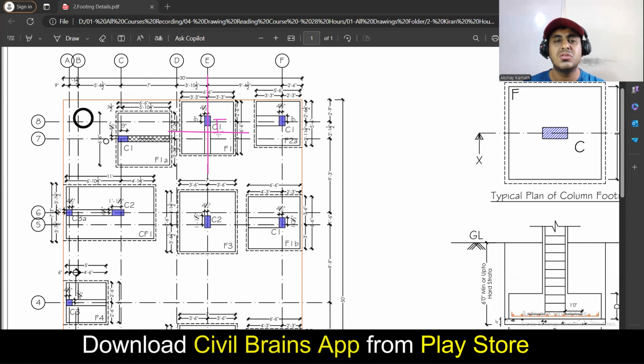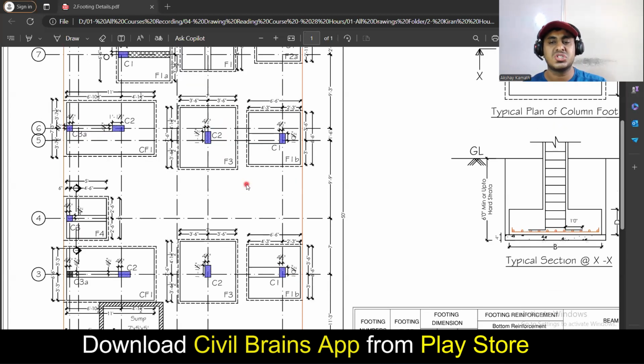In which direction is there no eccentricity? In the y direction there is no eccentricity, because the footing CG is here and the column CG is also here. So in the direction where there is no eccentricity, you provide a beam parallel to that. That means in this direction I'm supposed to provide a beam like this. Understood? So this is the logic behind providing the strap beam.